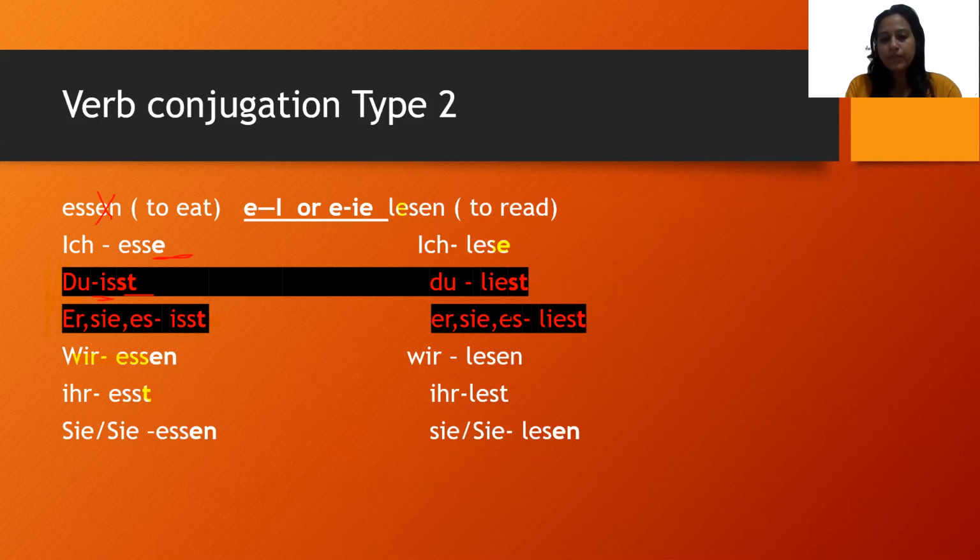This is T, and then it changes the vowel, the middle vowel. जो बीच का vowel है वो E से change हो जाएगा IE. How do you remember, guys? You have to remember it. There's no logic.